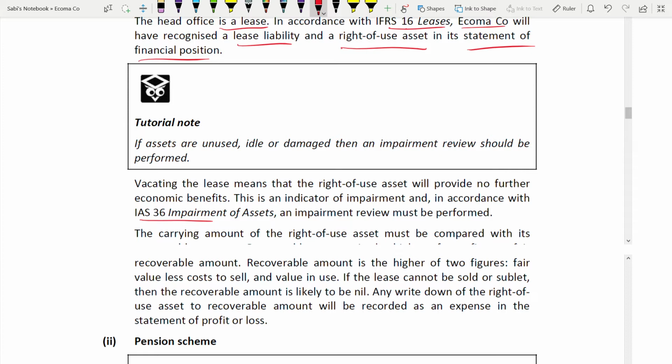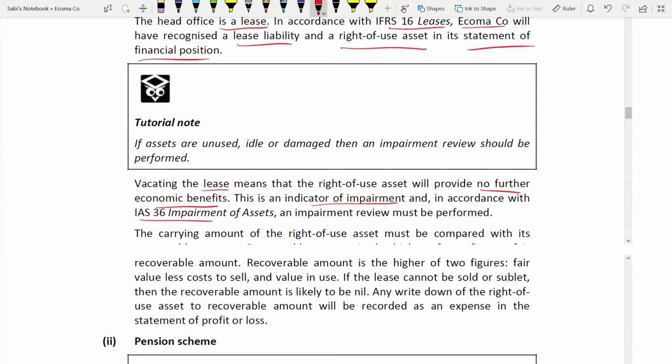And how do you know it's impaired? Is impairment there or not? See, when you're vacating the lease, that means you are leaving it. You're not using that building anymore. So if you're not using that building anymore, you're not going to get any economic benefit out of it. Are you getting any benefit? No, because you're leaving that head office and going to some other head office, the office which you have taken on lease. So this is an indicator of impairment. Please mention it's an indicator of impairment.